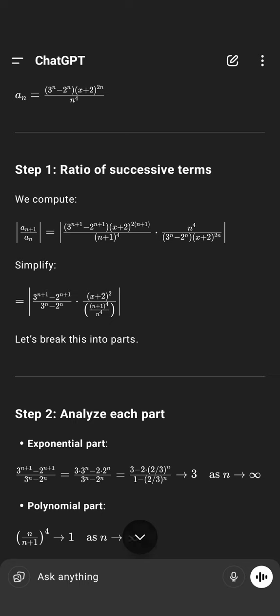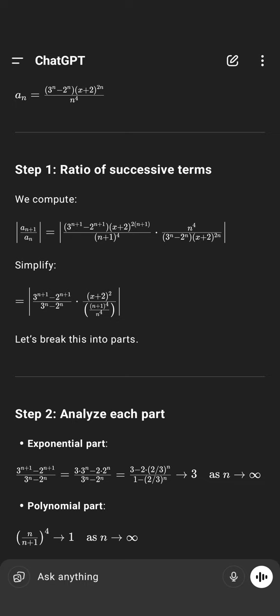Step 1, ratio of successive terms. We compute the absolute value of a_(n+1) over a_n, which equals the absolute value of (3^(n+1) − 2^(n+1))(x + 2)^2 over (n + 1)^4, times n^4 over (3^n − 2^n)(x + 2)^(2n).